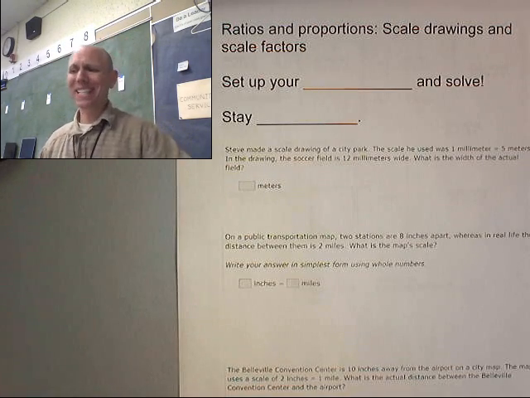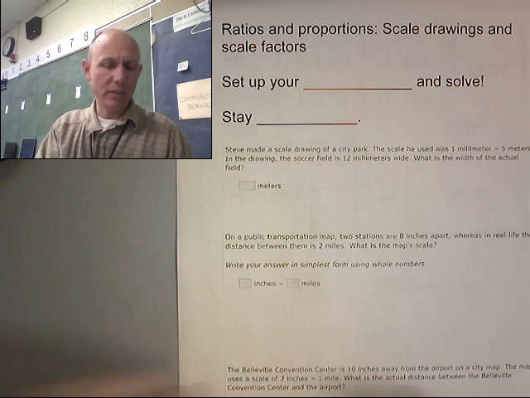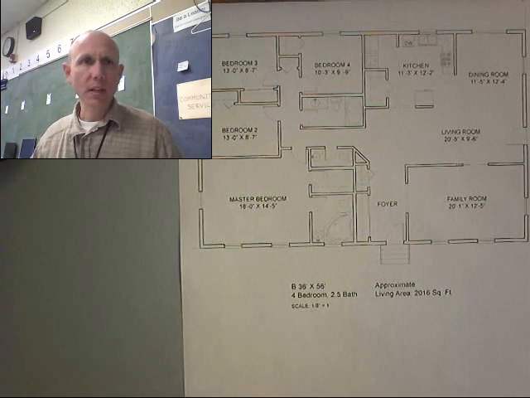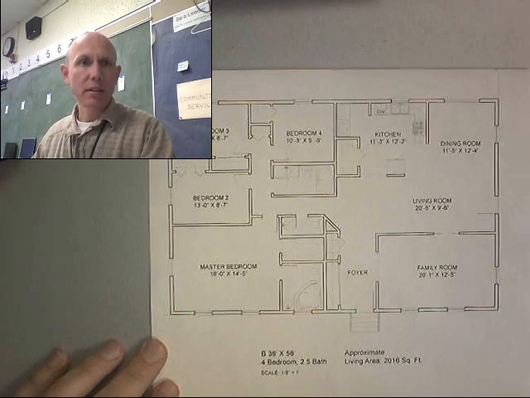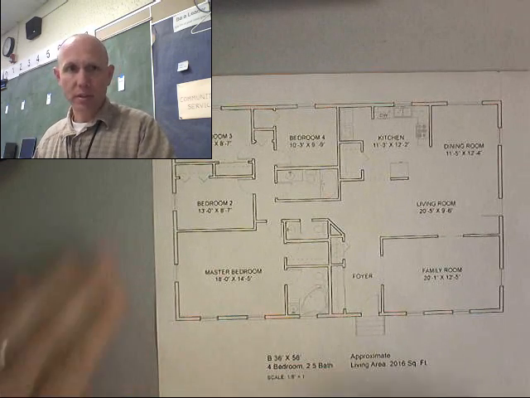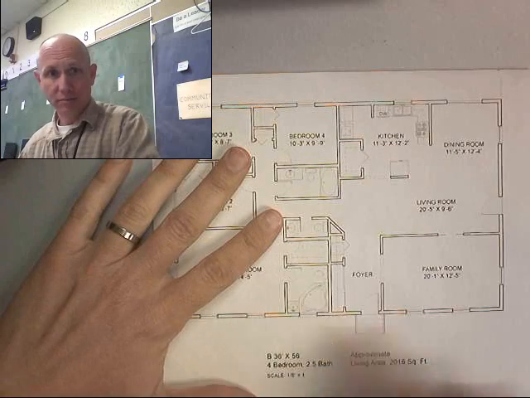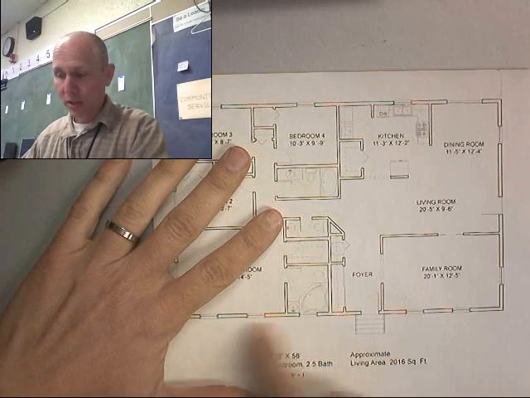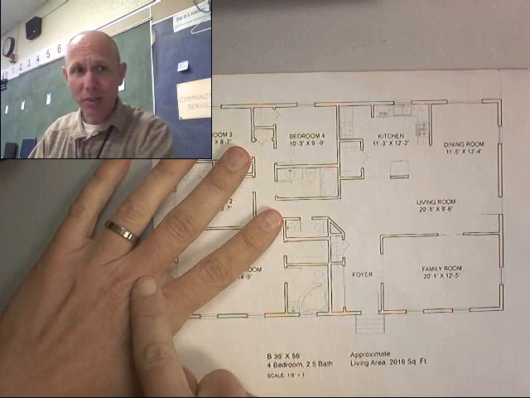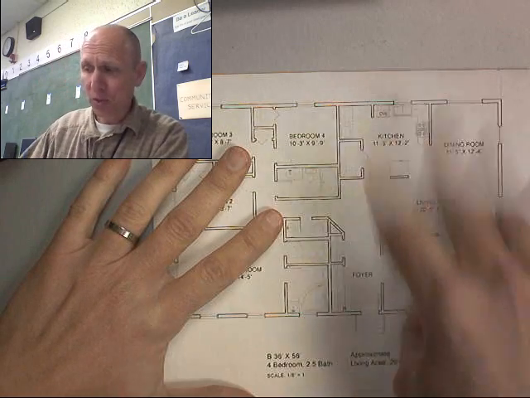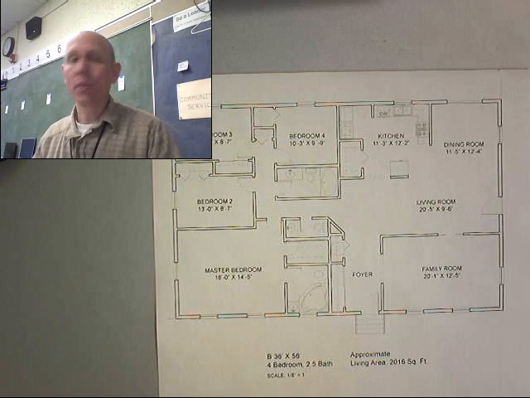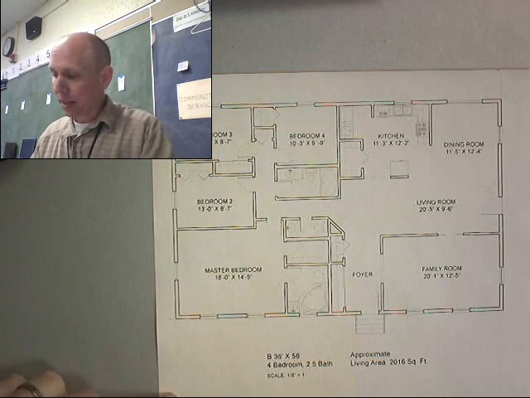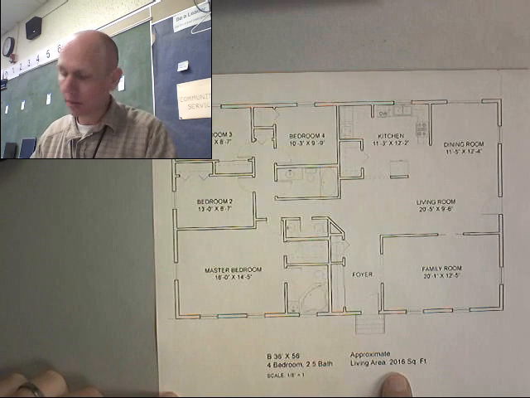Ratios and proportions, scale drawings, and scale factors. So before we go into this, I want you to see this picture. This is a drawing of a floor plan of a house. Now, here's my question. This is my hand. This is the drawing of the house. Is the actual house the same size as my hand? Or is this drawing smaller than the actual house? Well, it's smaller than the actual house. This is saying that this is a 2,000 square foot house.